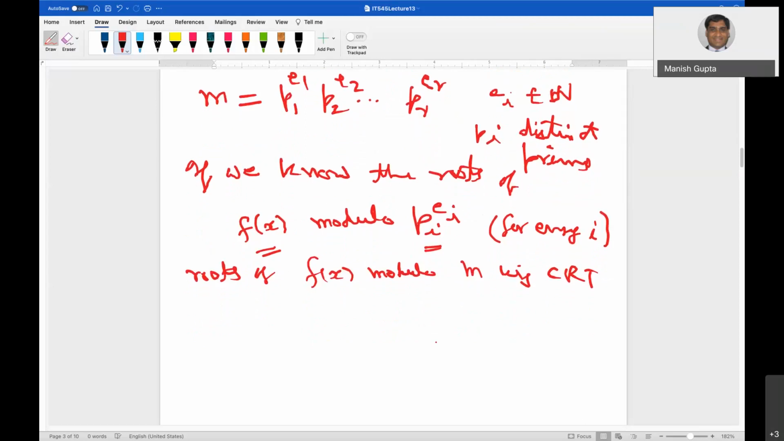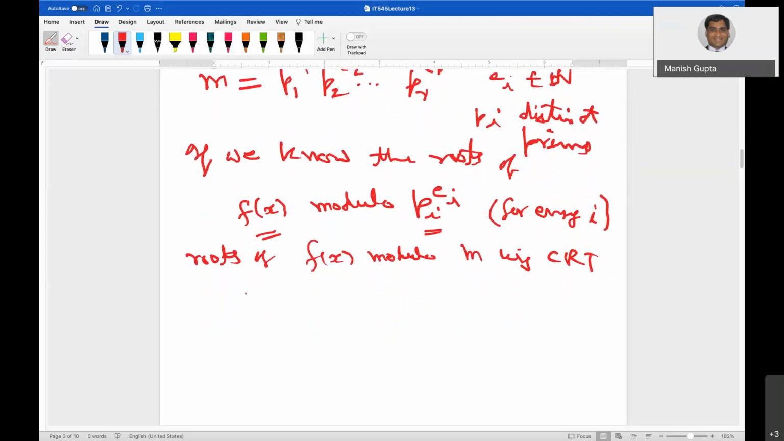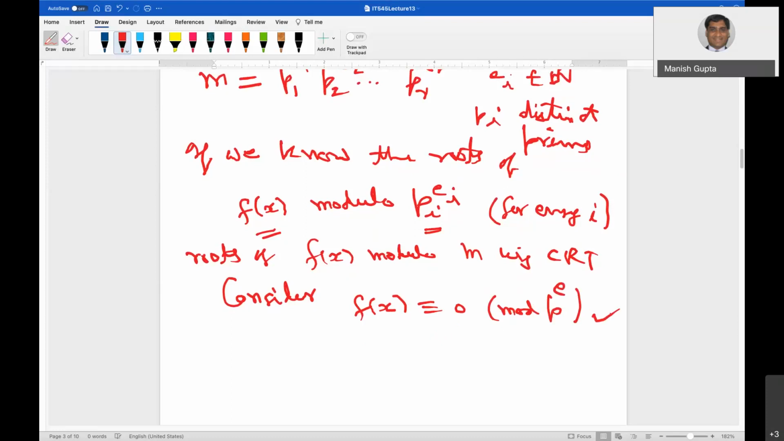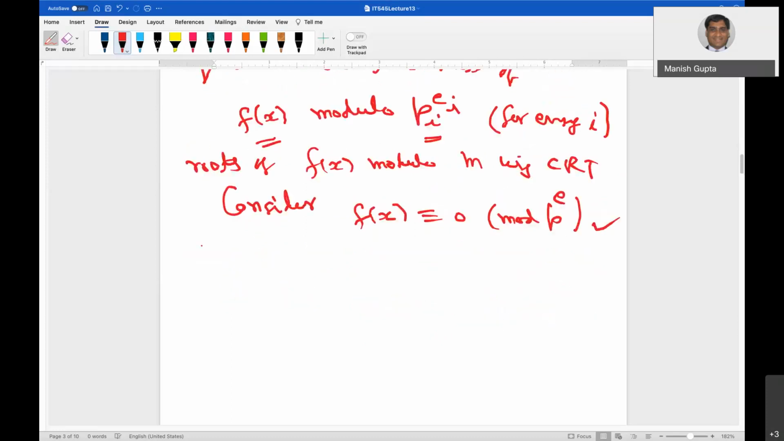So basically, consider f(x). Rather than a subscript, I'm just writing in general. Suppose f(x) is congruent to 0 mod p raised to power e, where p is a prime and e is a positive number. Consider this equation. So basically, it is sufficient for us to focus on this, right?